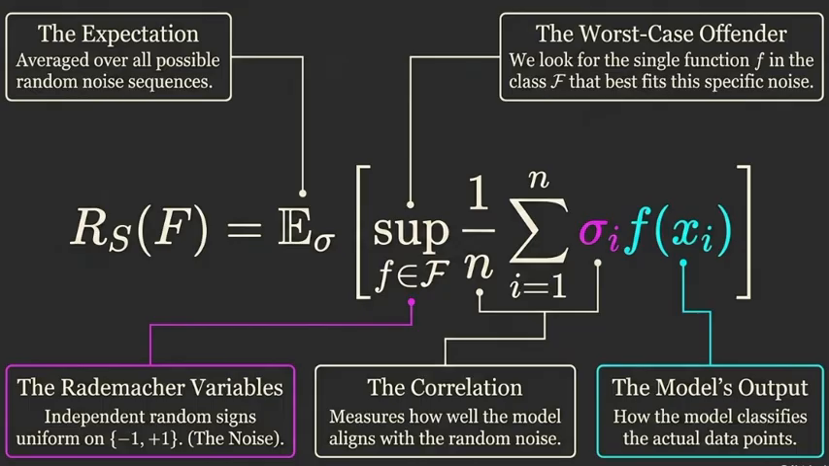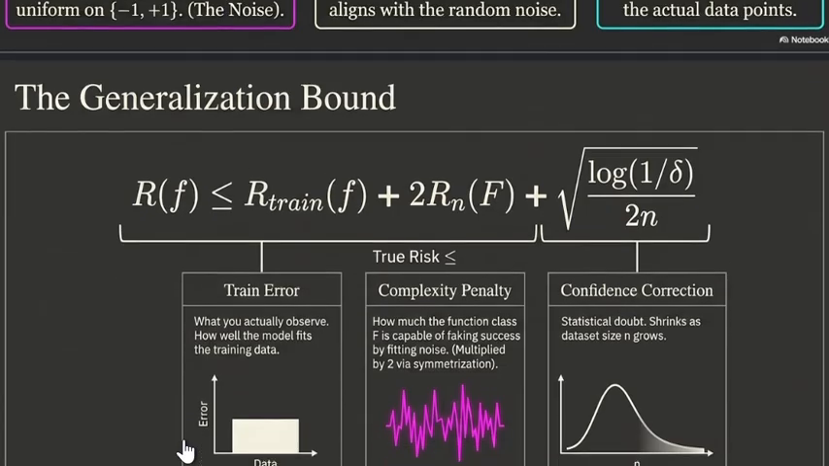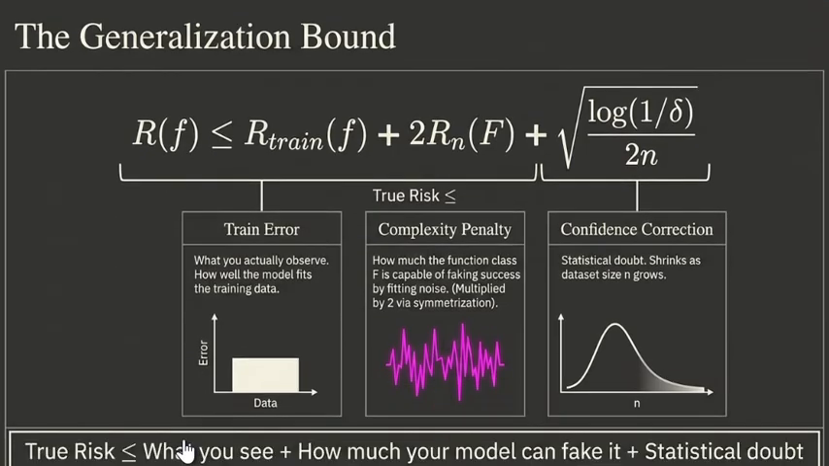The empirical Rademacher complexity is an expectation over the random signs. We draw independent random signs sigma equal to plus 1 or minus 1 with equal probability. For each possible noise pattern, we find the function in the class that correlates best with that noise. Then we average those best correlations, and that average is the capacity of the class to fit pure noise on the given sample.